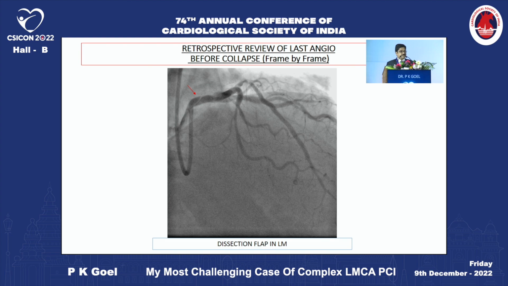Each angiogram is a collection of 50 or 60 images. So each image has to be seen, and this is one of the images. If you see here, there is a dissection plane marked by the red arrow, which you never see on the running angiogram. And this was seen only in one frame, and this is the dissection that created the collapse. So that's the way to look at the angio frame by frame.